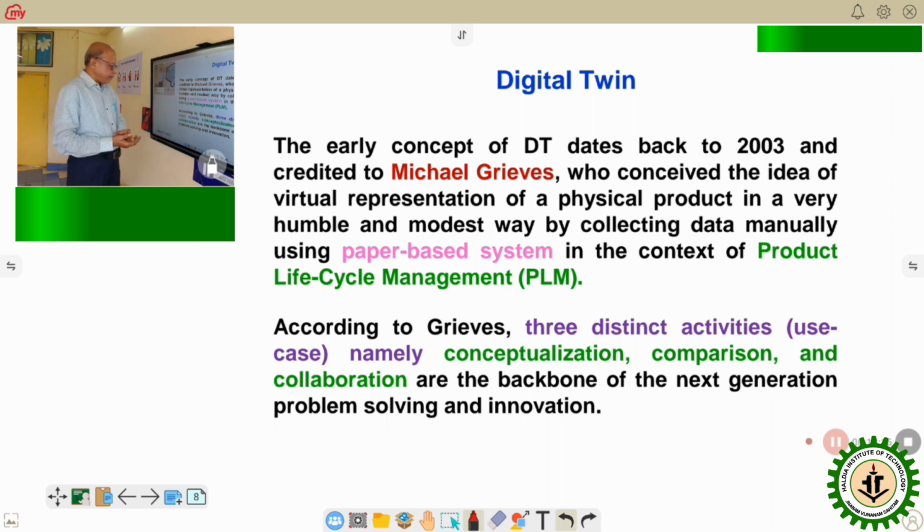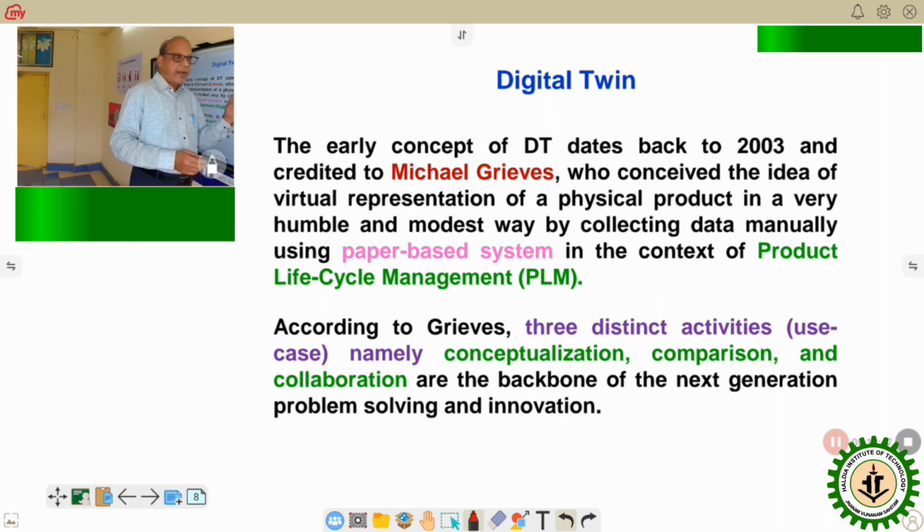According to Grieves, three distinct activities, popularly known as the use case, namely conceptualization, comparison, and collaboration, are the backbone of next generation problem solving and innovation. So Professor Grieves had conceived in 2003 that if we want better control of the process, if we want to augment the efficiency, productivity and other performance indicators of the plant and machinery, we have to rely on automatic transfer of data and information.